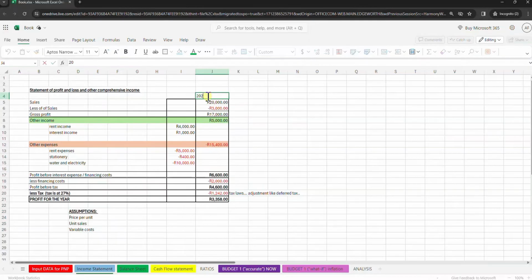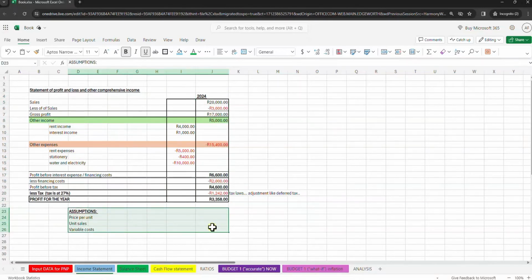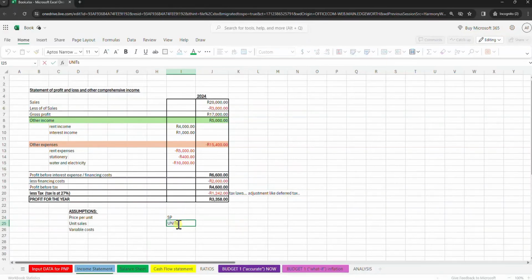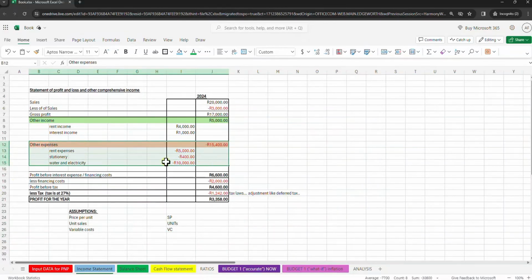So if this was 2024, okay, they're looking at this in your income statement, and at the bottom they've got these assumptions where they have given you the selling price per unit, which is the SP. They've given you the number of units in terms of quantity, and they've given you the variable cost. All you've got to do then is take out the fixed cost that would have come from the question.